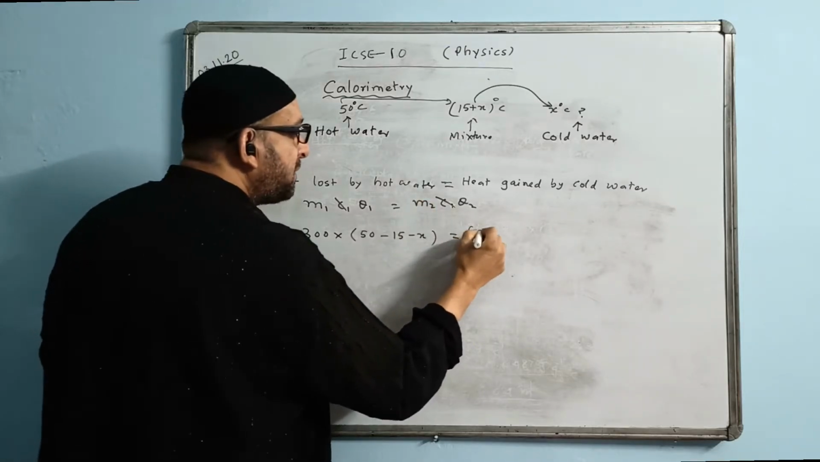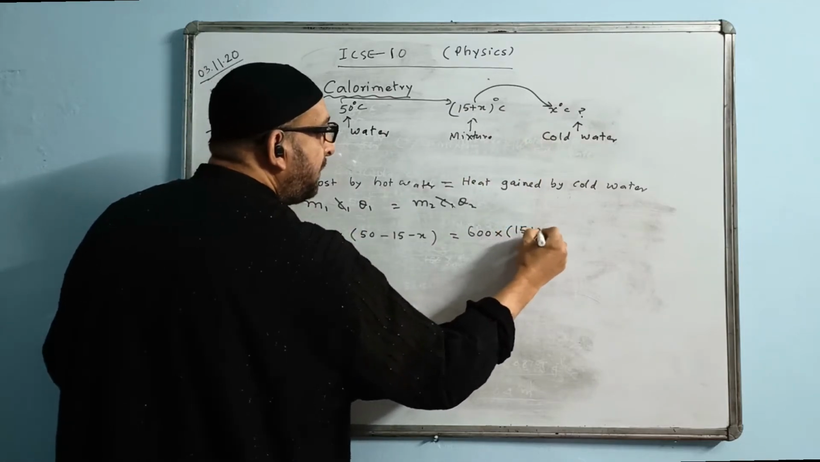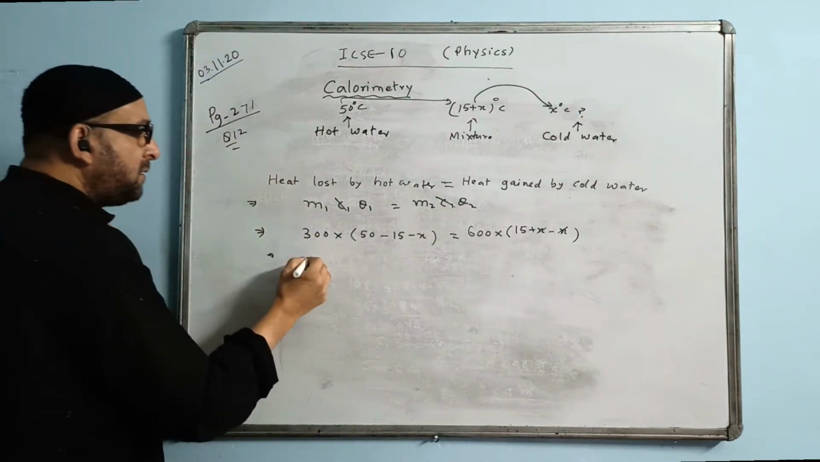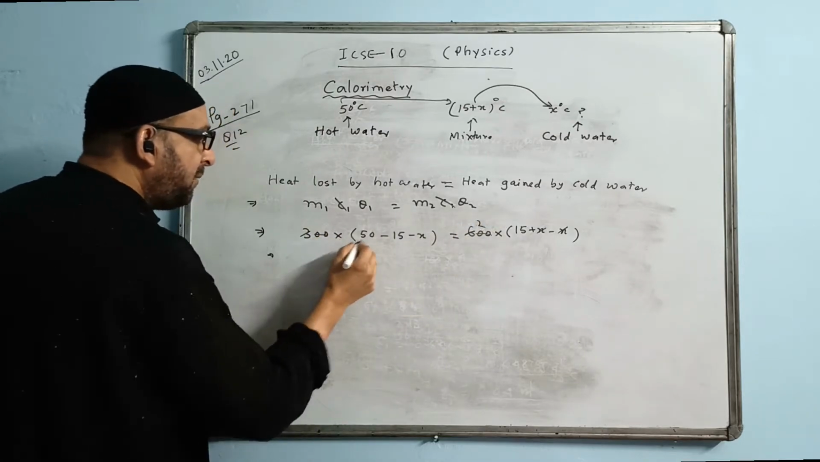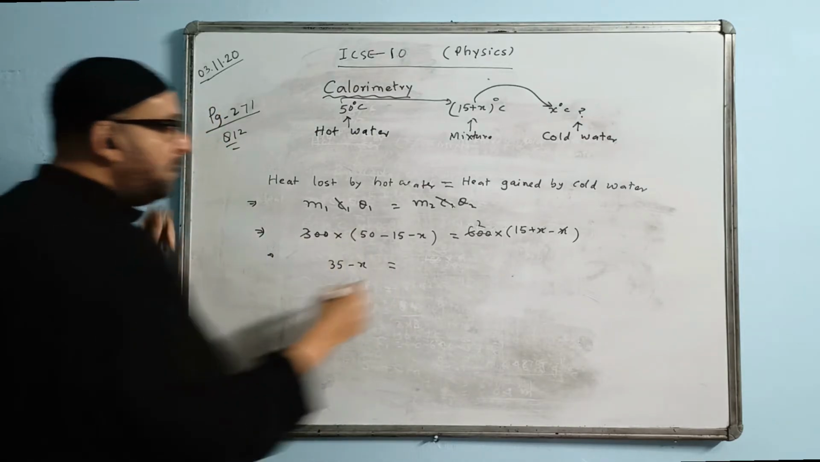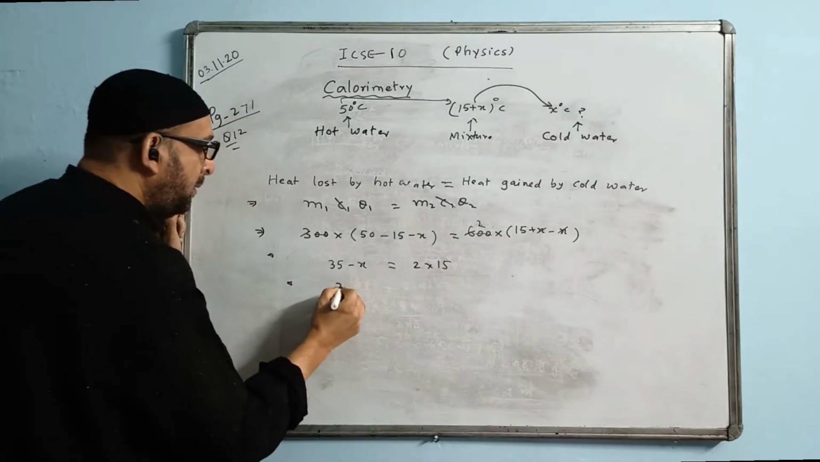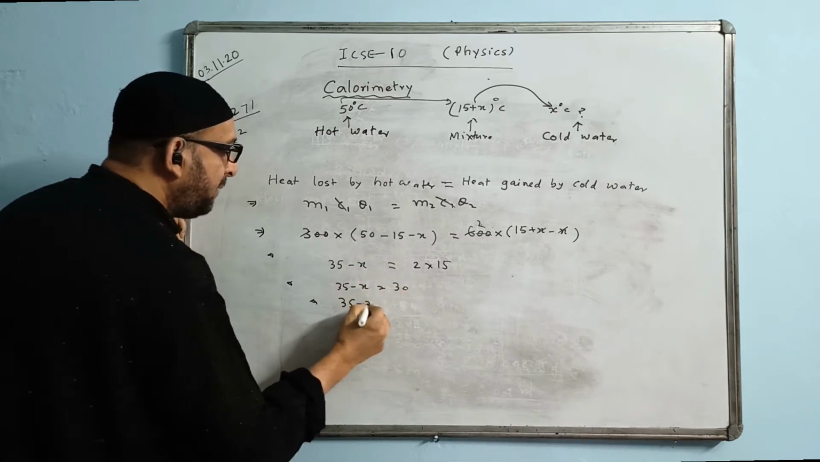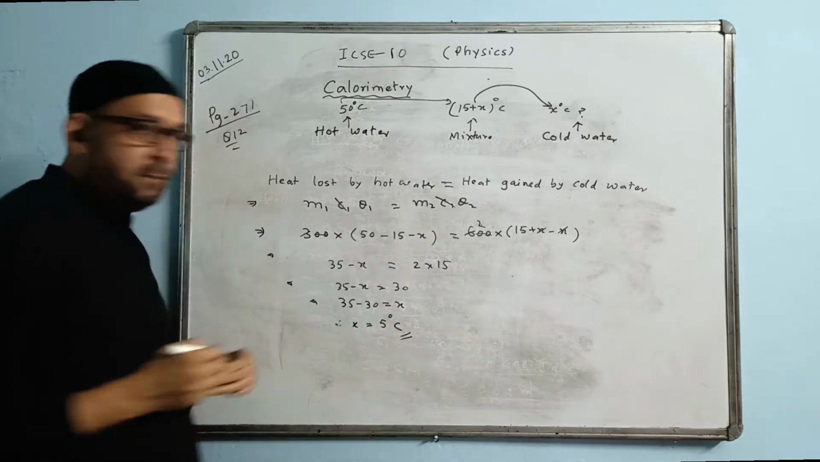The mass of the cold water is given as 600. For the temperature difference, this minus this, I write within brackets: 15 plus X minus X. X and X cancel. Here is 300, this and this will go, 3 2s we can cut. Here the answer is coming 50 minus 15, 35 minus X. We can open the bracket. Here it is coming 2 into 15, 30. 35 minus X is 30. X will go there, 30 will come here. So 35 minus 30 is the value of X. Therefore, the value of X is coming 5 degrees Celsius. That is the answer.